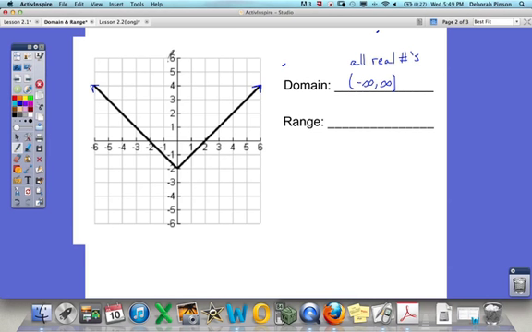Now range, I'm going to be thinking in the y direction. I don't have anything until I get right here to -2. Then I have -2 and everything up from there. So like at 6, I'd have a value over here somewhere. At 8, I'd have a value over here somewhere as this continues on. So y is greater than or equal to -2.